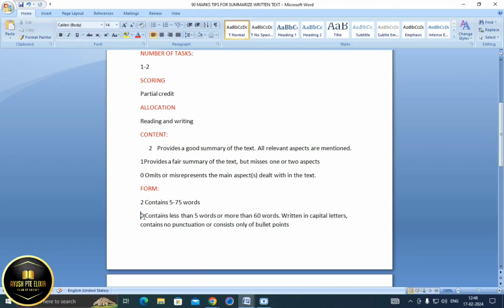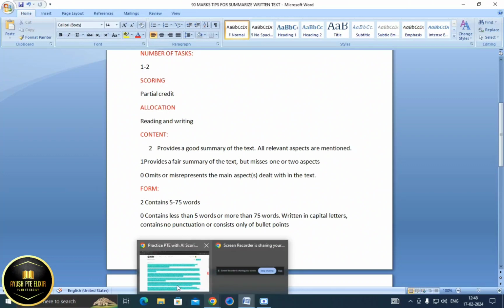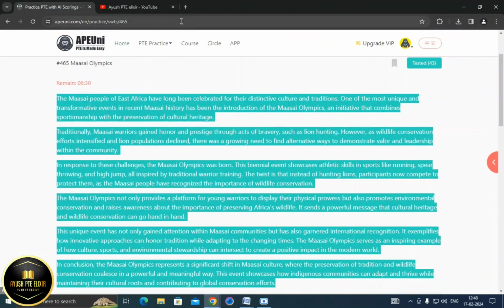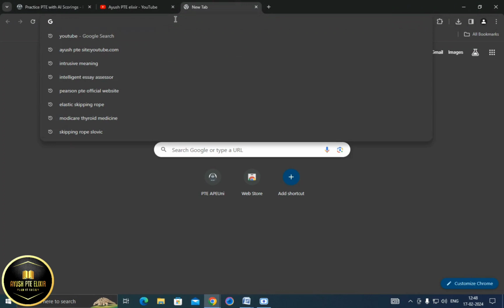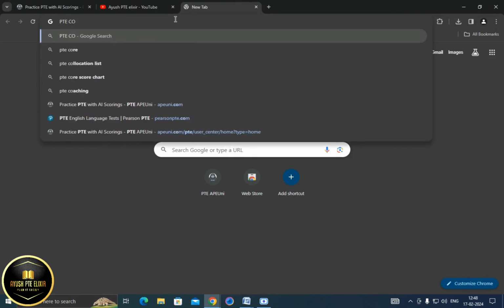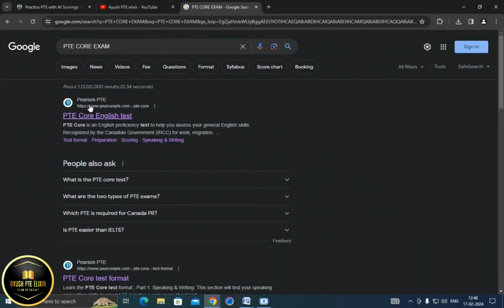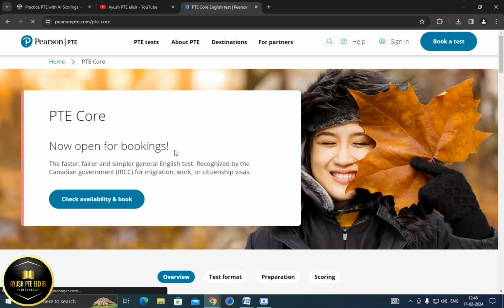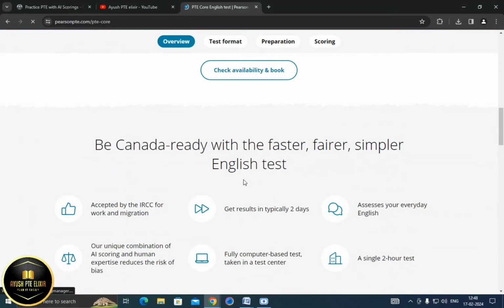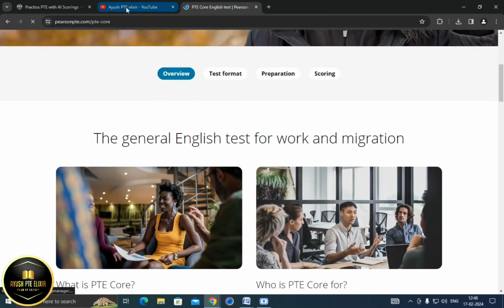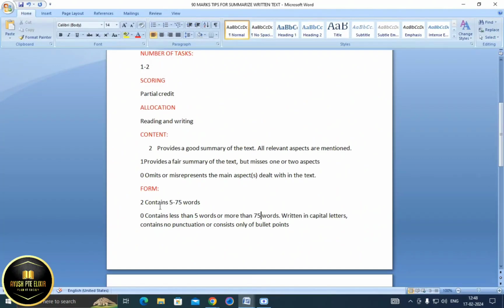It was for another task, and over here you get 0 marks, because there is another exam which we call PTE Core. It's the latest exam that PTE has launched. I'll definitely make a video on that. Let me show you the PTE Core exam, so you can go ahead and check it out on your computer or phone. In this, for summarize written text, the length of the text has been replaced with 25 to 50, but over here it's 5 to 75.